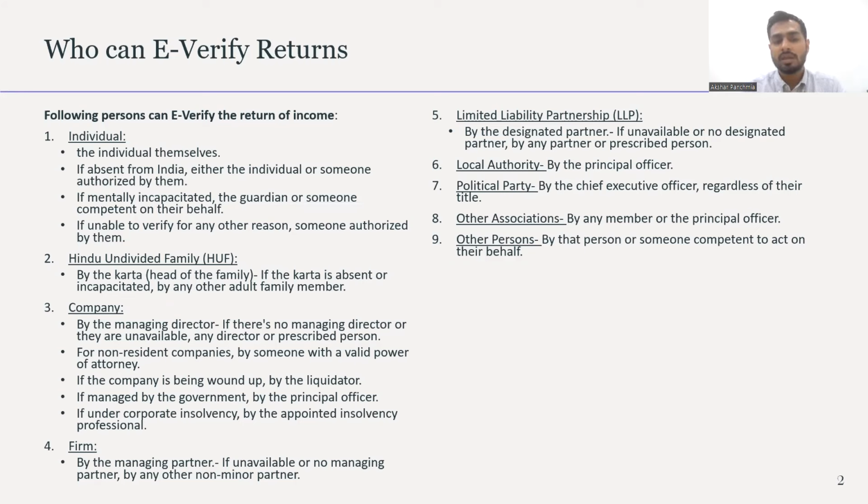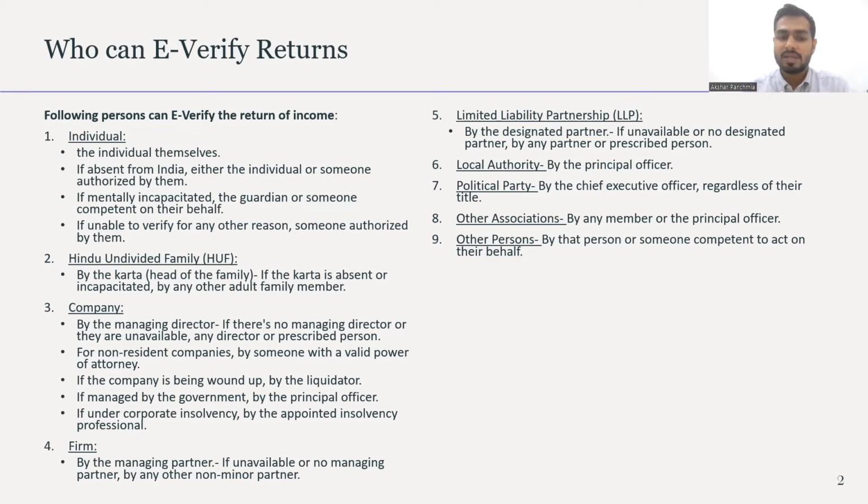Whereas if an individual is mentally incapacitated, their guardian or someone who is responsible for them would be signing the returns on their behalf. In the case of an HUF, it would be the Karta who would e-verify the return. And in absence of the Karta, any other adult member of the HUF would be authorized to e-verify the return. Coming to the most important case, in a company, since the company is an artificial person, it cannot e-verify the return by itself. Therefore, a certain officer of the company would be required to e-verify the return.